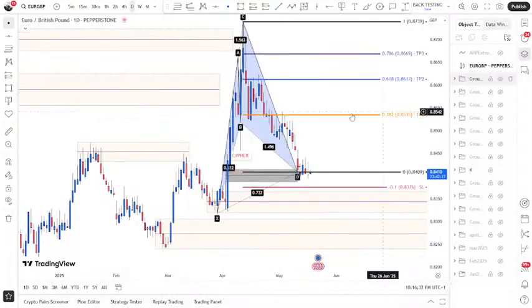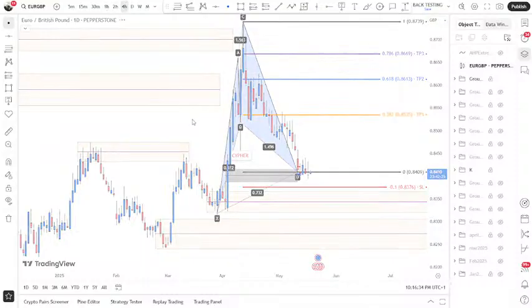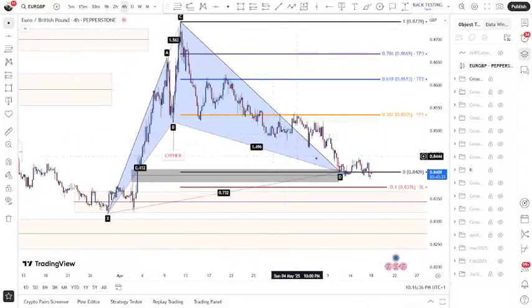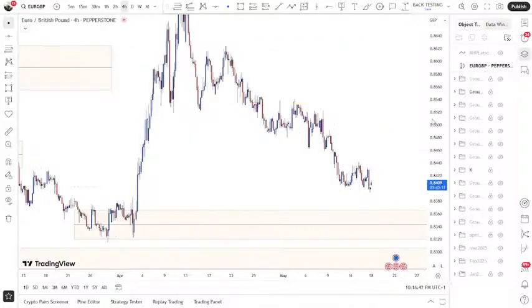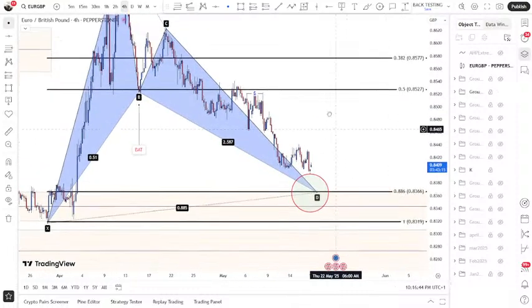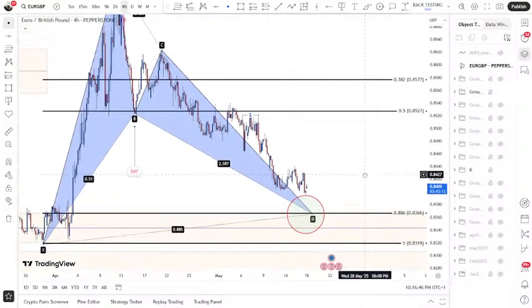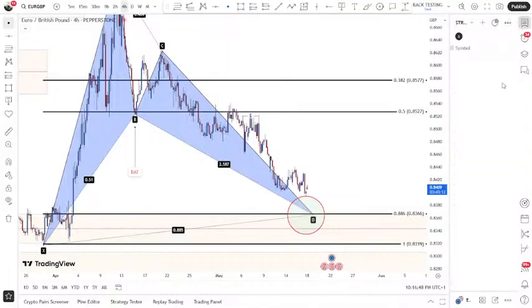But now we have this Gartley, but because this does not occur at the key level, I will not be executing it. I'll be looking out for this Bat pattern at the key level. Okay, so that is that on Euro GBP.